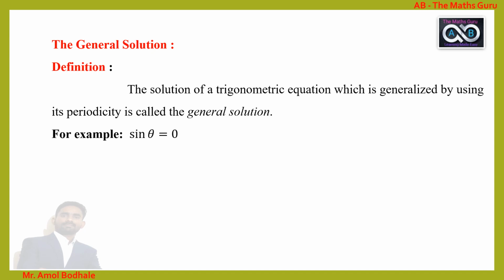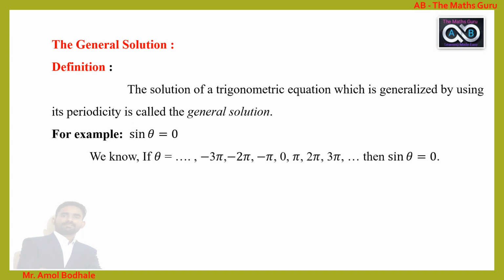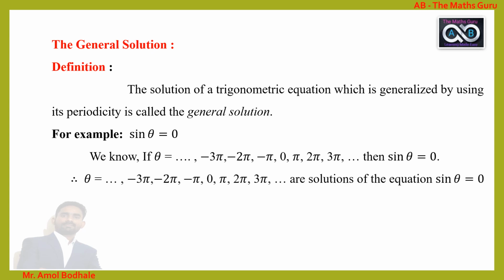For example, sin theta equal to 0. So we know that sin theta will be 0 for each multiple of pi, that is, sin theta is 0 for angle 0, pi, 2 pi, 3 pi, as well as minus pi, minus 2 pi, minus 3 pi, and so on. So therefore theta is equal to minus 3 pi, minus 2 pi, minus pi, 0, pi, 2 pi, 3 pi, and so on. These are solutions of the equation sin theta equal to 0.